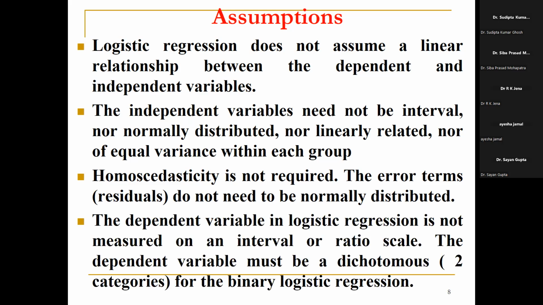The dependent variable in logistic regression is not measured on an interval or ratio scale. The dependent variable must be dichotomous. We are talking about binary logistic regression; we'll see there are different types of logistic regression. So this condition is only for binary logistic regression. Binary means the dependent variable has only two alternatives, two classes.